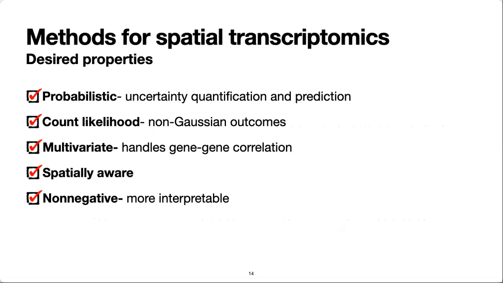So I'm building up to our model. I'm going to show how it relates to several other probabilistic models for dimension reduction. These are the desired properties that we'd like, to answer some of the questions that I just mentioned.